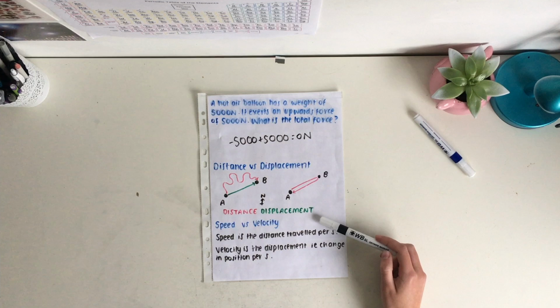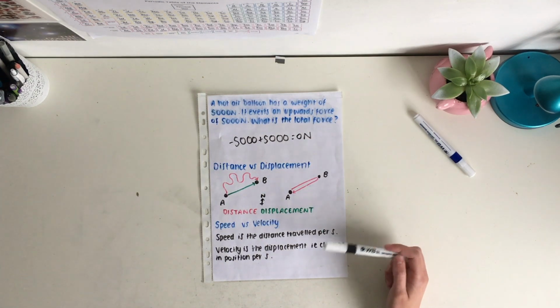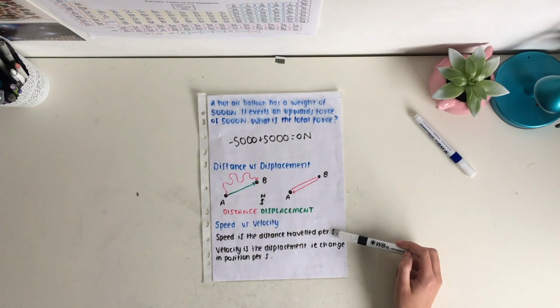What's the difference between speed and velocity then? Velocity is the vector version of speed, a speed with a direction. Speed is the distance travelled per second, and velocity is the displacement, i.e. the change in position per second.